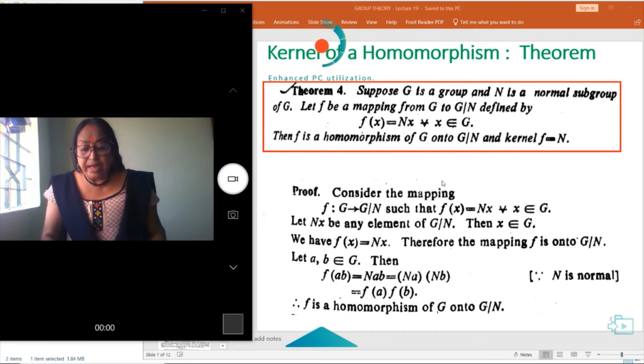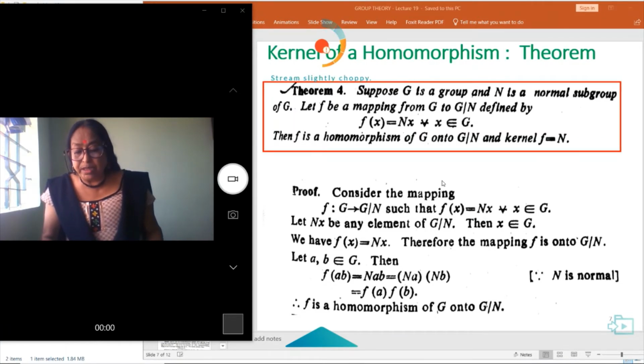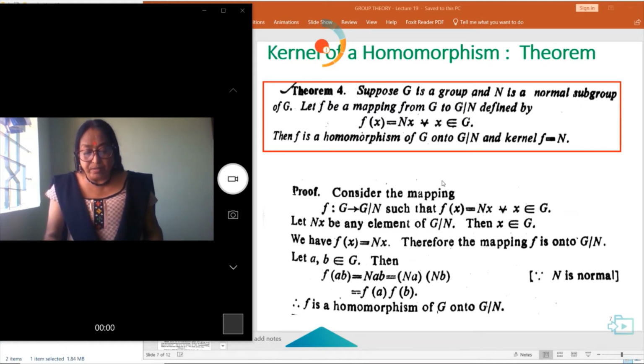Next, the theorem. Let G be a group and N a normal subgroup of G. Let f be a mapping from G to G/N defined by f(x) = Nx for every x belonging to G. Then f is a homomorphism of G onto G/N and kernel f is equal to N. Proof. Consider a mapping f from G to G/N such that f(x) = Nx.